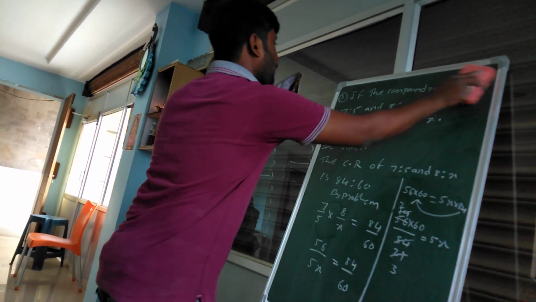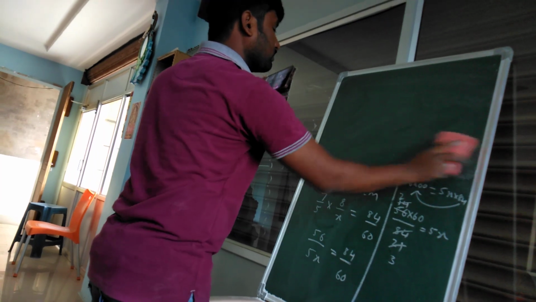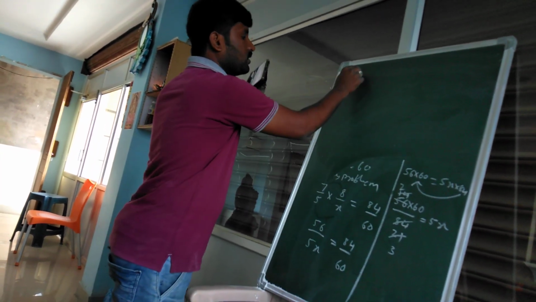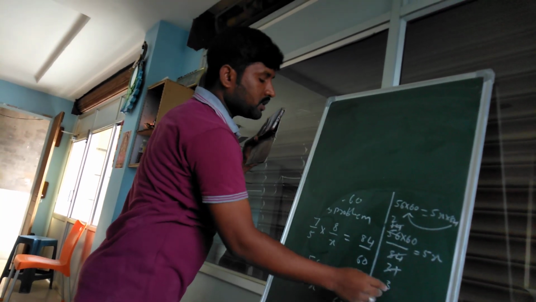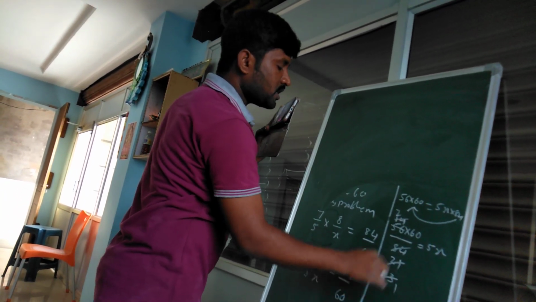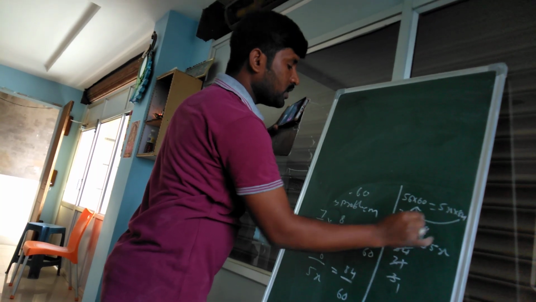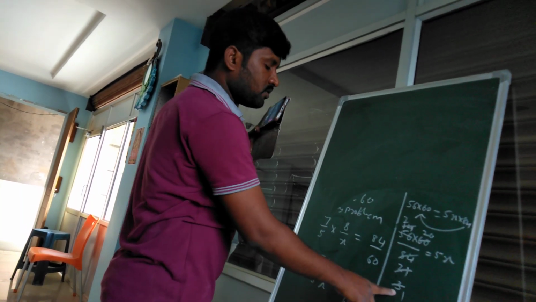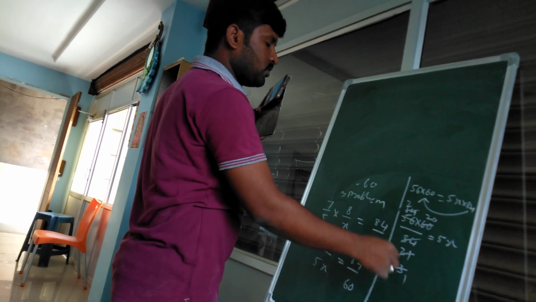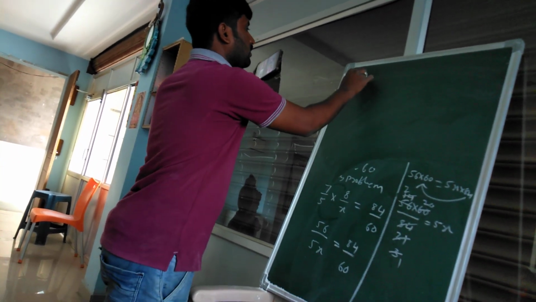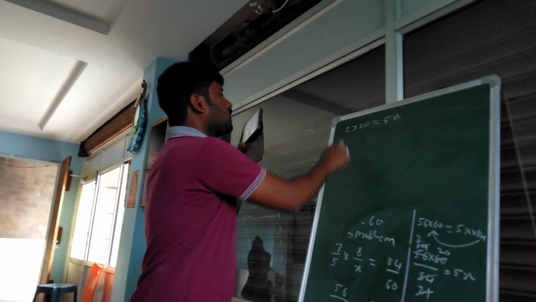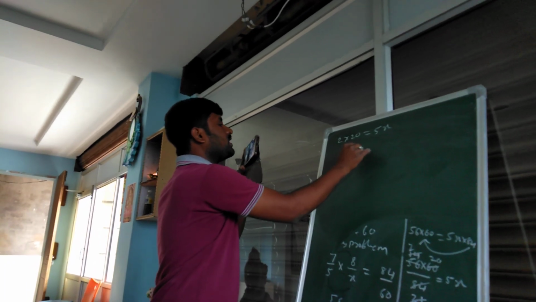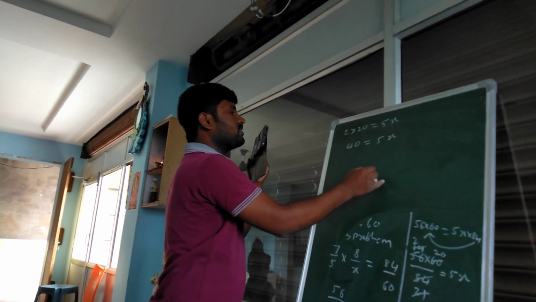Now see, we are getting 2. Here also cancel with 3. 3 1s are 3, 3 20s are 60. Okay? You are getting 2 into 20. 2 into 20 is equal to 5x. Okay, 2 into 20 means that is 40 is equal to 5x.